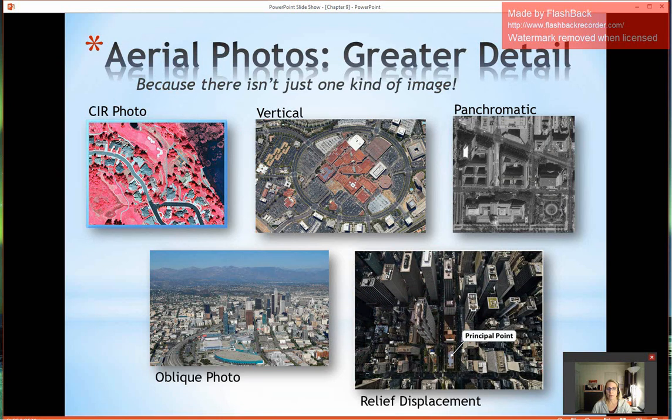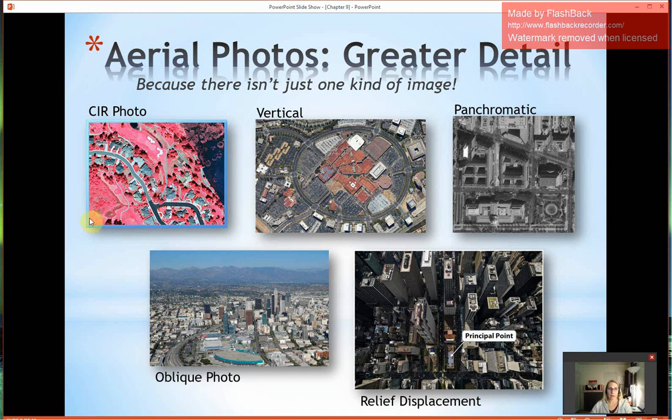So, a little closer look at some of the different kinds of aerial imagery that is out there. It is important to note that this imagery actually does get used in GIS, and when we start processing images or start looking at satellite imagery, it's often a combination of things. So it's a combination of aerial pictures or satellite imagery.